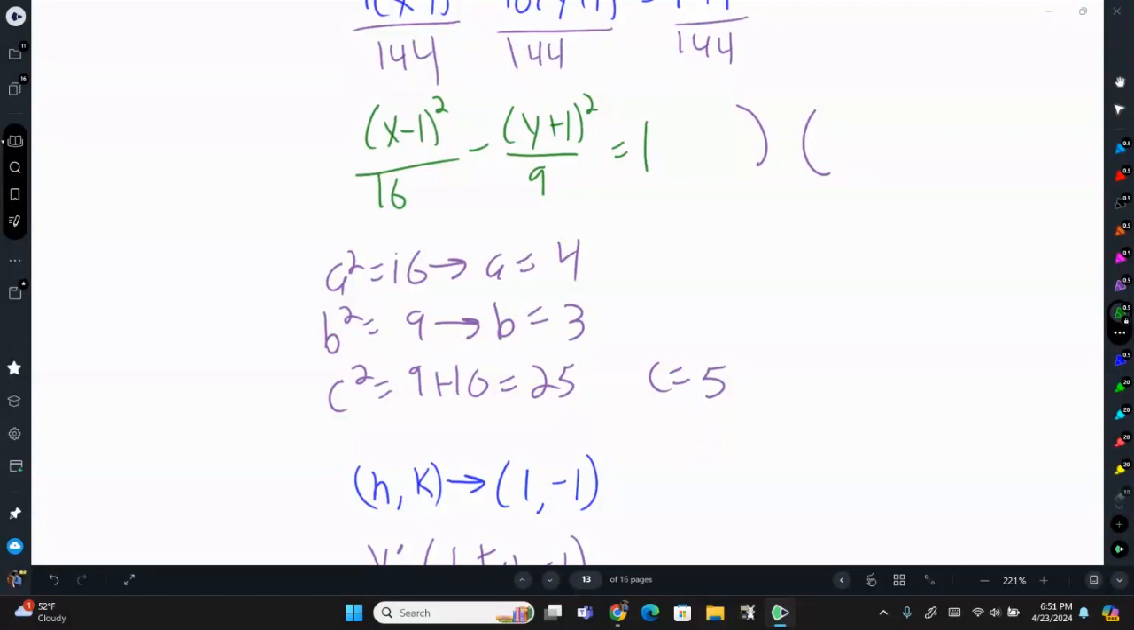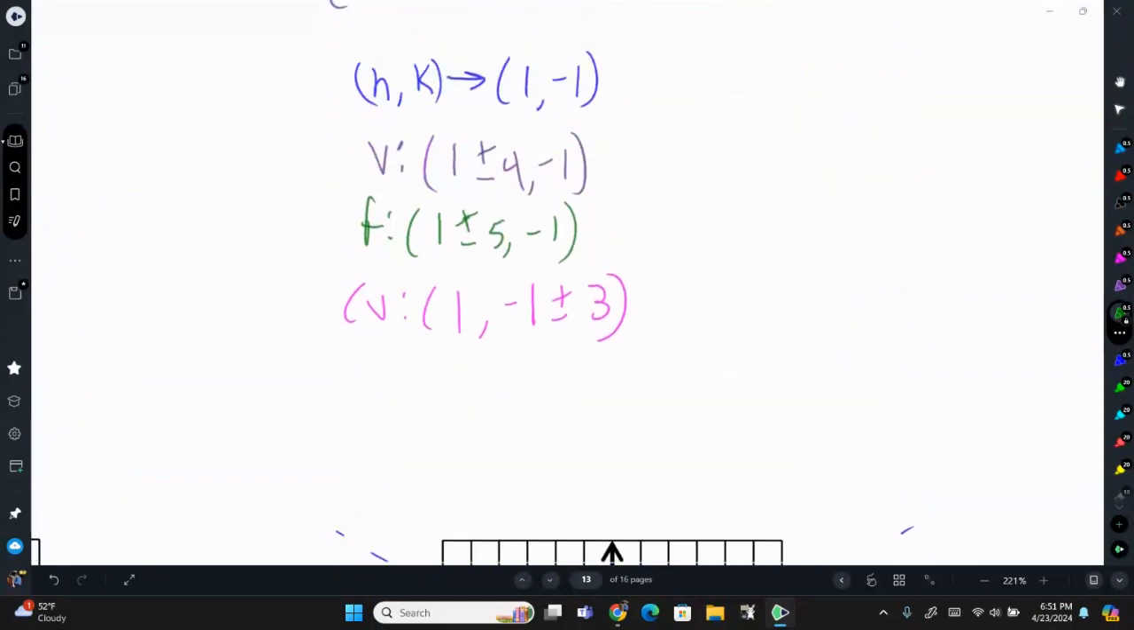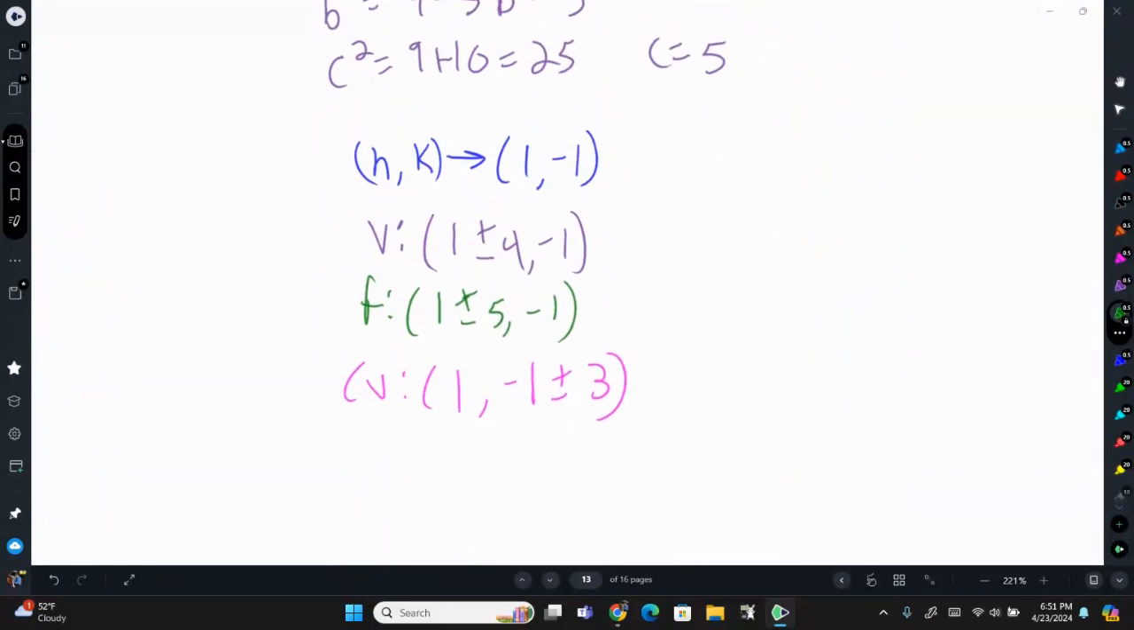So then again, we plot our center at 1 comma negative 1. Then since it's a horizontal hyperbola, I went left 4 and right 4, the a value, for our vertices, and I went up 3 and down 3 for our co-vertices, which was our b value. So then we could write our center, vertices, foci, and then the co-vertices. So we're trying to make this a little more streamlined. And again, just make sure you take your time and follow the steps carefully, and you'll be getting this in no time.